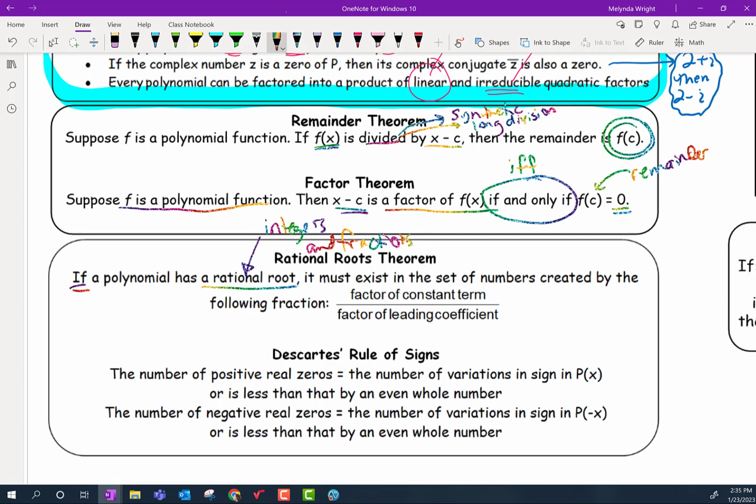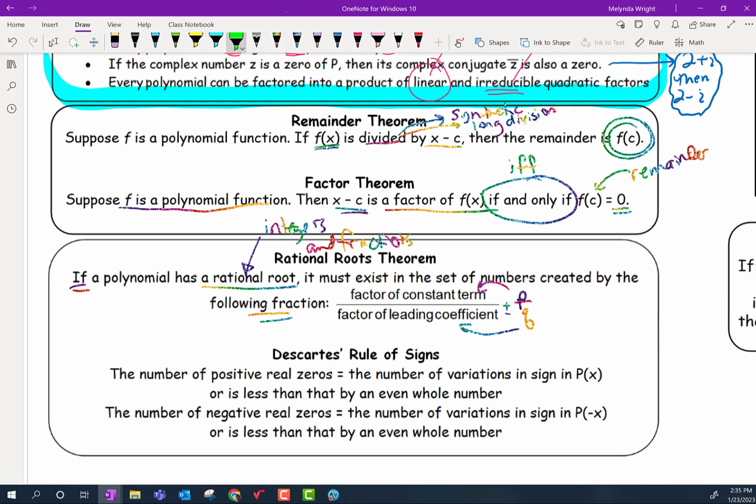So how does it work? Okay, so we make a fraction, p over q. P is the constant and Q is the leading coefficient, and it's plus or minus P over Q, and those are all the possible rational roots. You may or may not remember, but you will. Okay, so that's the rational root theorem.